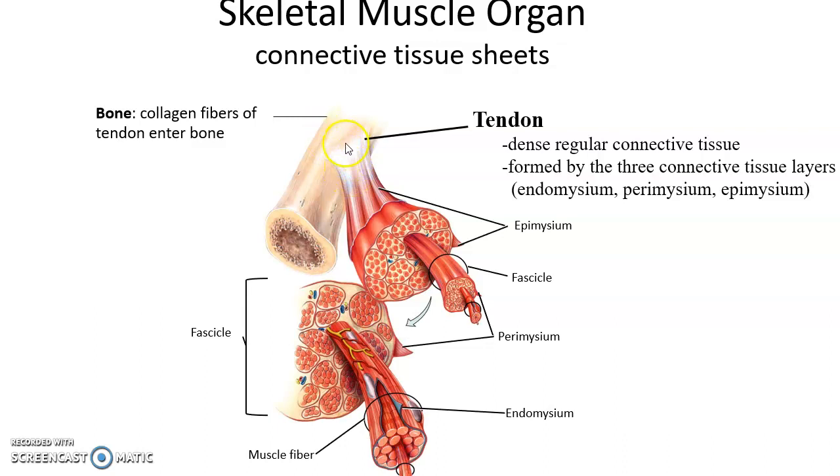actually not only pierce the periosteum, but go into the bone tissue itself. So it is structurally attached to the bone directly. So, very powerful connection between the tendon and the bone.